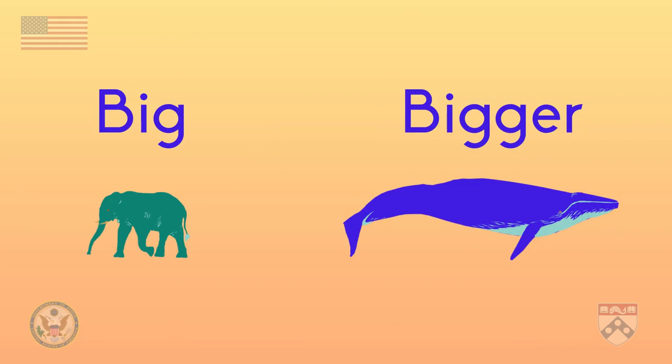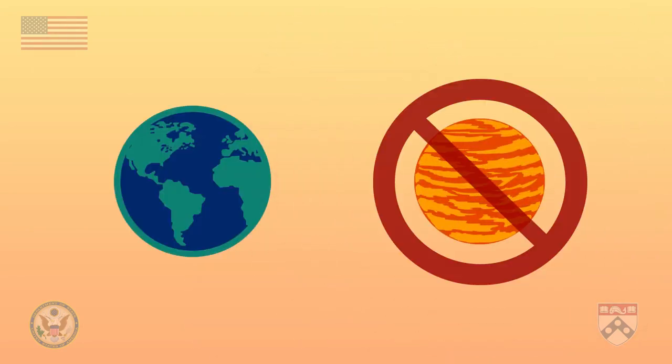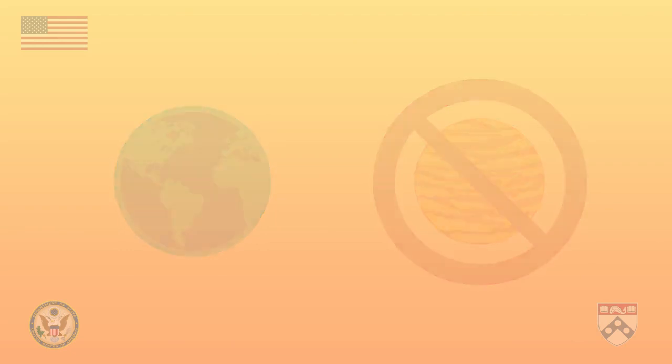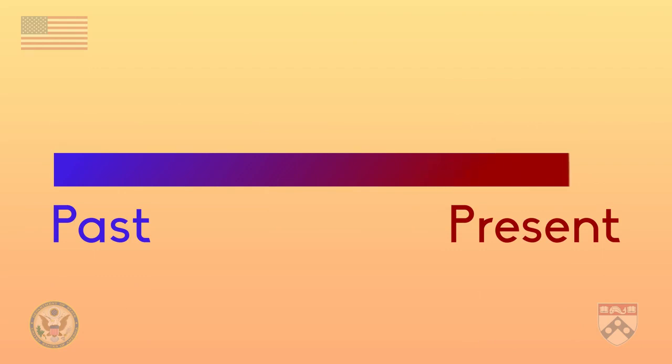However, they are also used to compare the present to the past. For example, when we say the Earth is warmer, we are not comparing it to another planet. We mean that the Earth is warmer than before. In the same way, when we say the weather is more energetic, we mean more energetic than in the past.